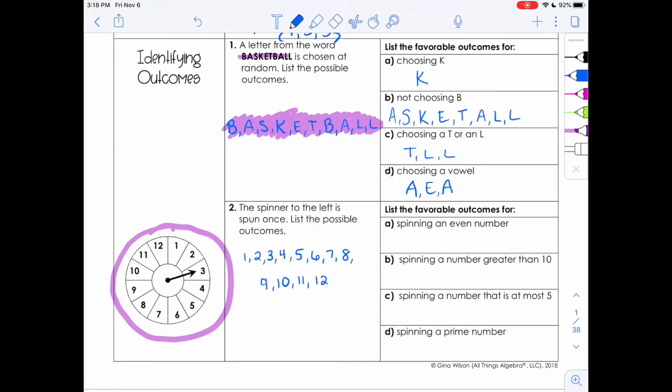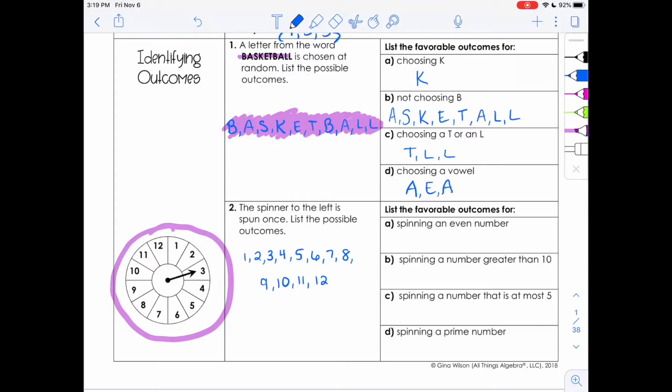More specifically, a favorable outcome. So looking at a more specific spin. What if I wanted to spin it and it land on an even number? So remember, even numbers are 2, 4, 6, 8. So our multiples of 2.